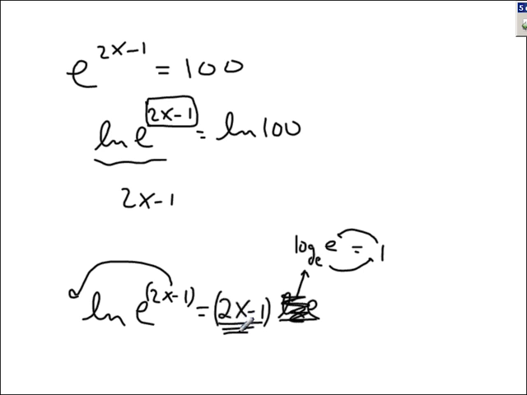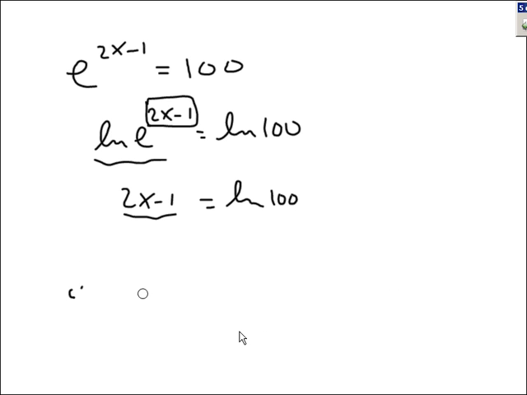And that's what I wrote down right here. And this is equal to ln of 100. And that's the log of 100. Now we solve it. ln of 100 is a number. You can look it up in your calculator and get a good approximation for it. But nonetheless, it's a number. So we want to solve this equation. We're going to add 1 to both sides. So you have 2x equals.